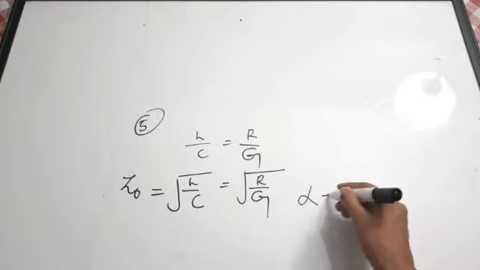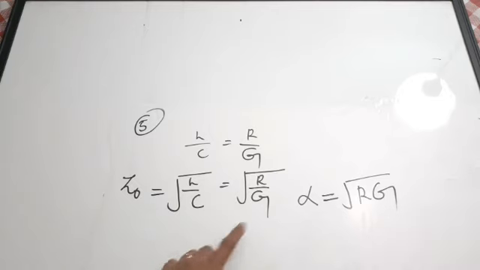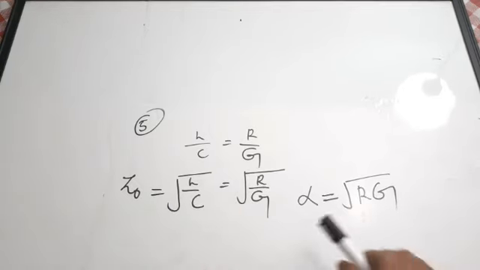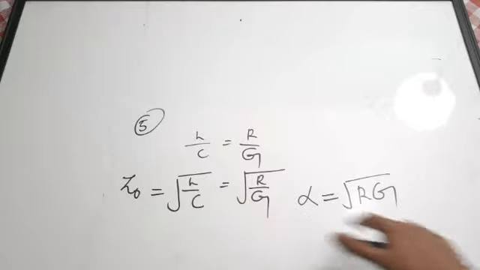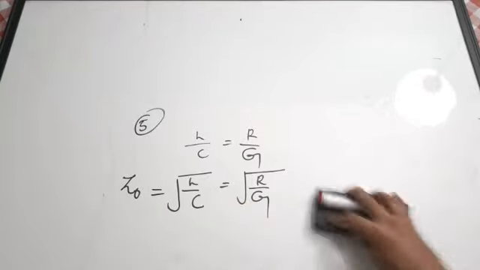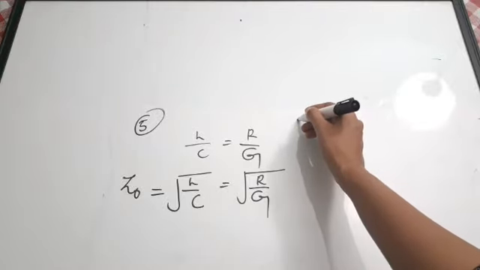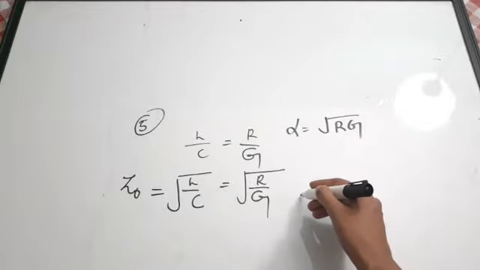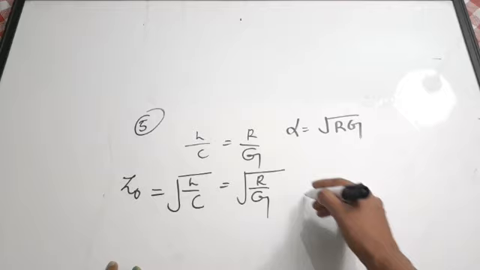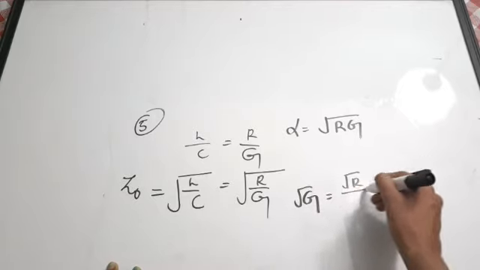So, the attenuation constant can be written as square root of RG. Now, I am going to substitute the value for G in terms of this relation. I'll write this below. So, what is the equation for my attenuation constant? Attenuation constant alpha equal to square root of RG, right? Now, you can write from this relation square root of G is equal to square root of R by Z0.